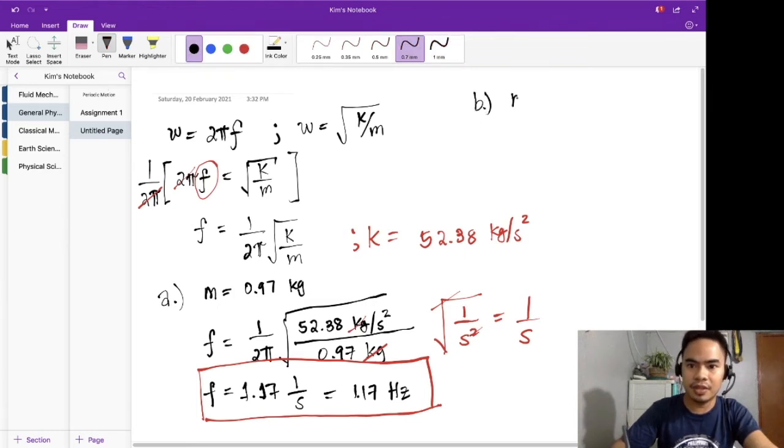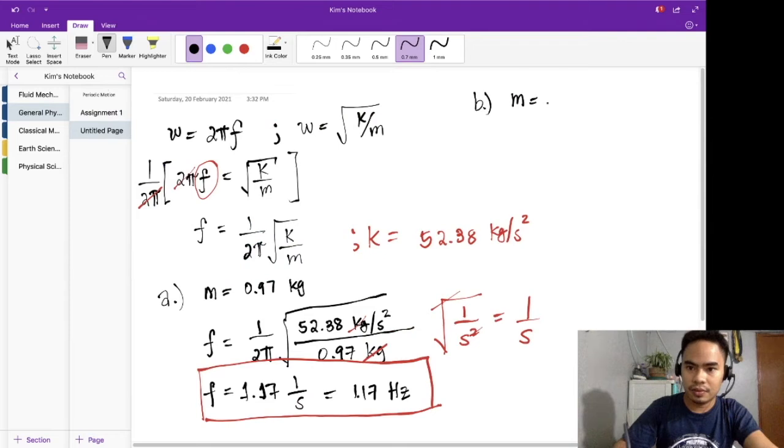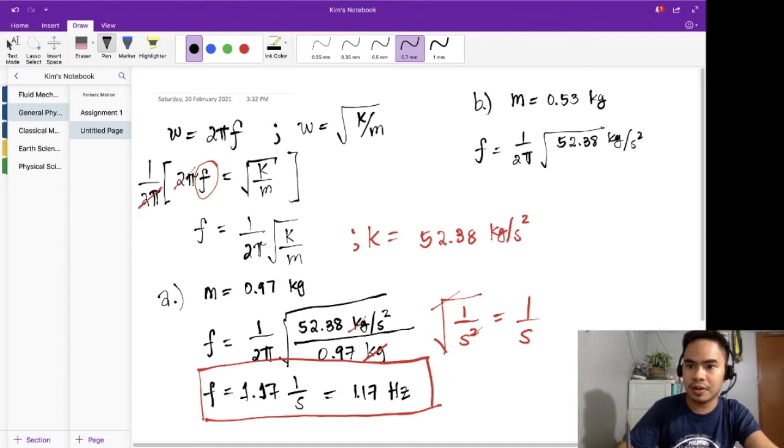Okay, so for part B, the mass is now, I forgot, the mass is at 0.53 kilograms. Okay, so we'll just plug in the values. So you have 1 over 2 pi of the square root of 52.38 kilograms per second squared, and you divide that by the mass, which you subtracted already. So you have 0.53 kilograms.